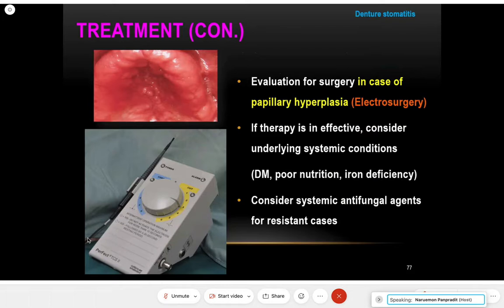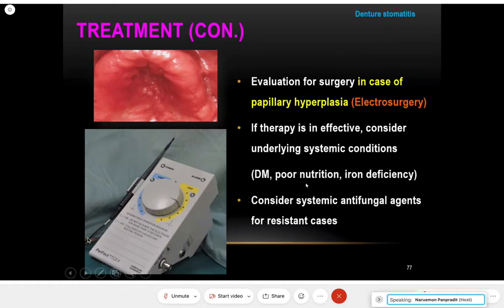Next one, if you remember type 3, when we treat the redness of the lesion with antifungal already, however, the surface of the papillary hyperplasia does not disappear. It still stays like this, and it still becomes a reservoir. When you have clefts like fingers, the fungus will hide in these clefts.